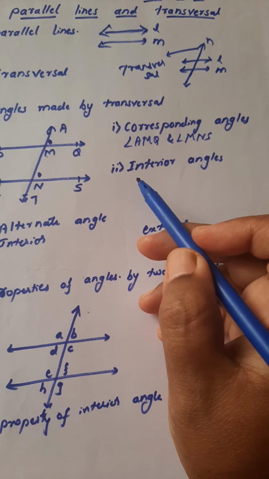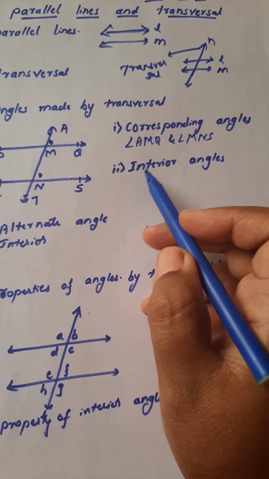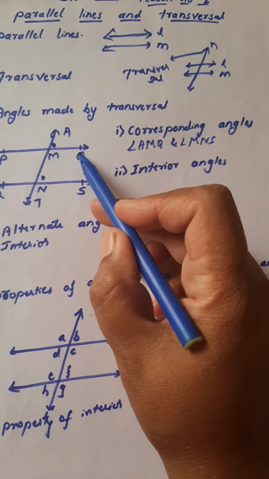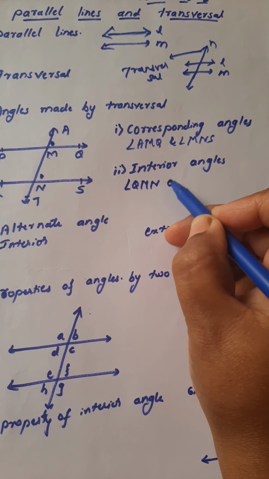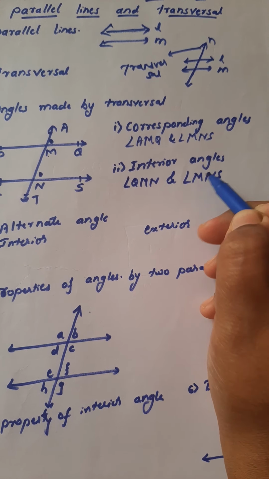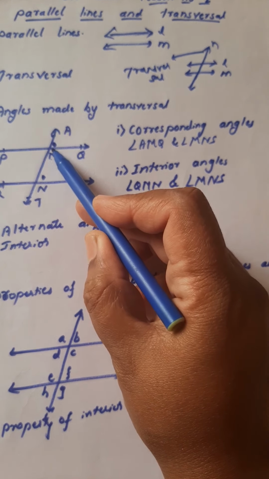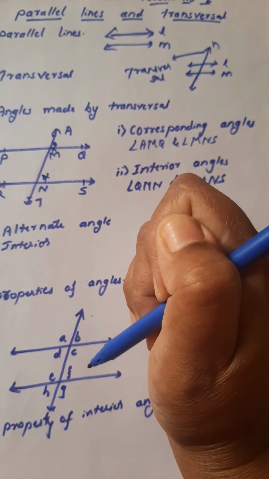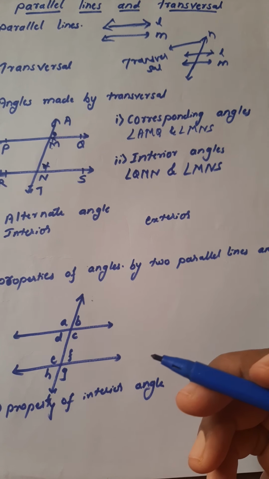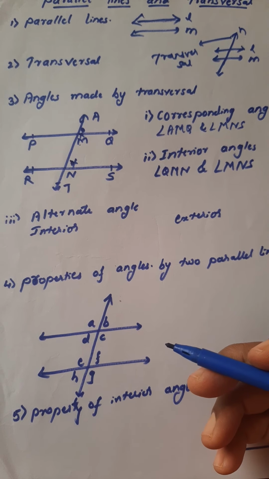Now the next point is interior angles. Interior angles means what? Angle QMN and angle MNS are both interior angles. I will mark them with a cross. These are the interior angles. Understand this, students? Now next, it is the alternate interior angle.